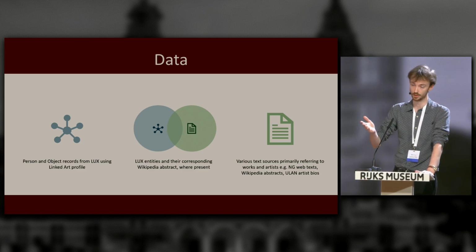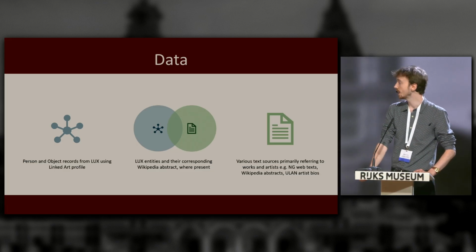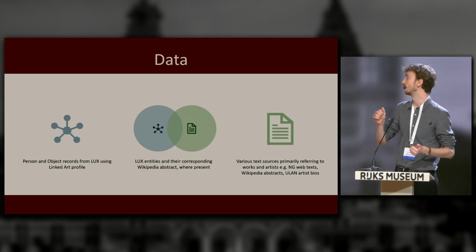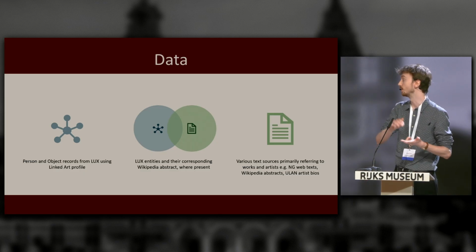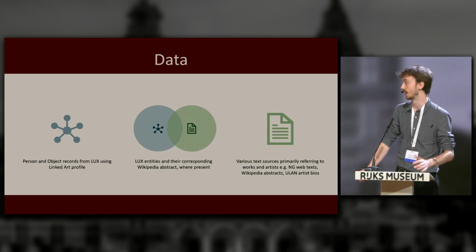So for the linked data, we're using LUX, which I believe there's a presentation at the start of the next slot. And for the text records, we're using web texts and Wikipedia abstracts, as I mentioned, and ULAN artist bios. And the overlap is where we have a LUX entity that also has a corresponding Wikipedia abstract.